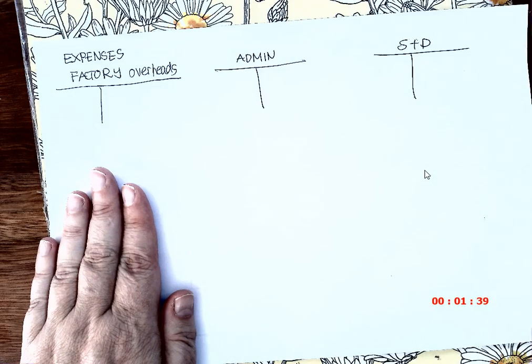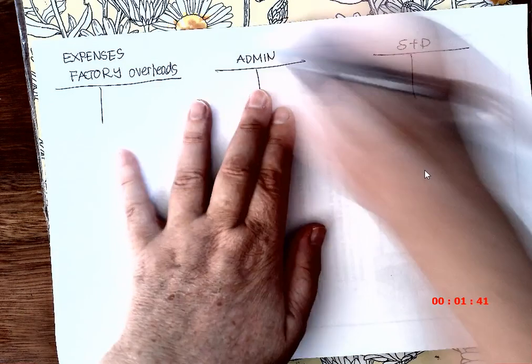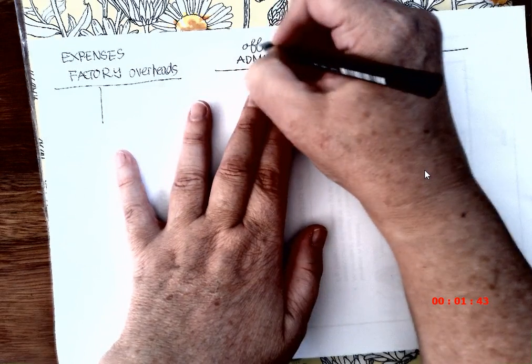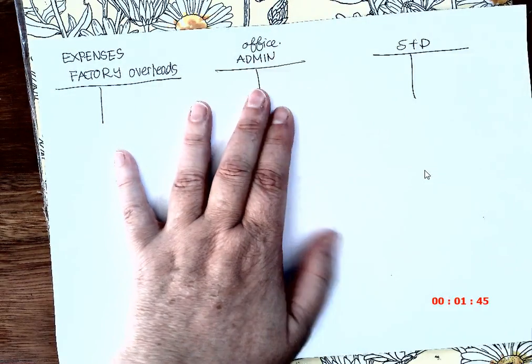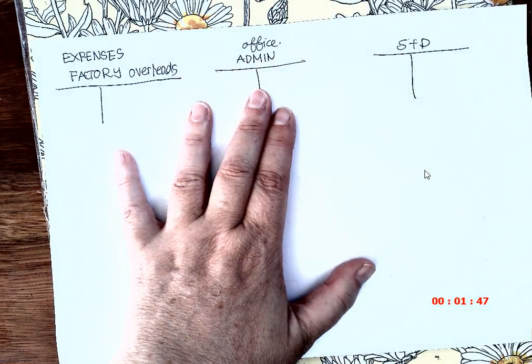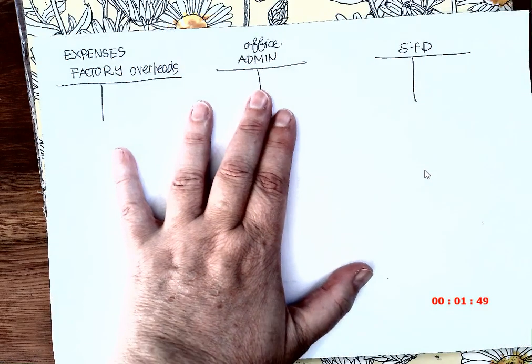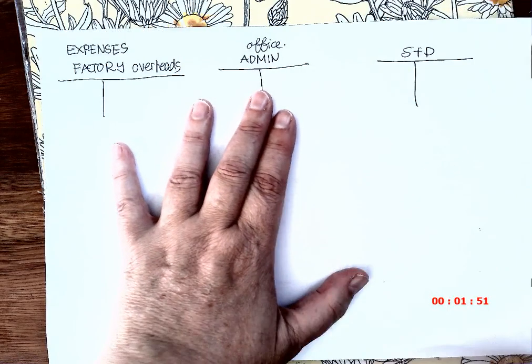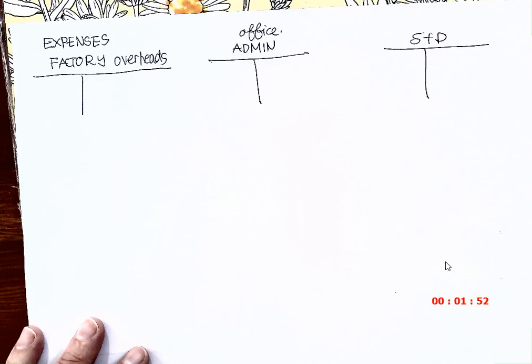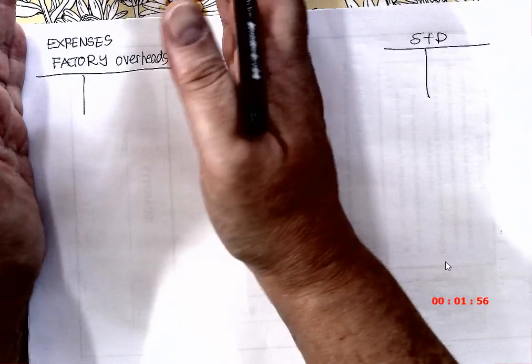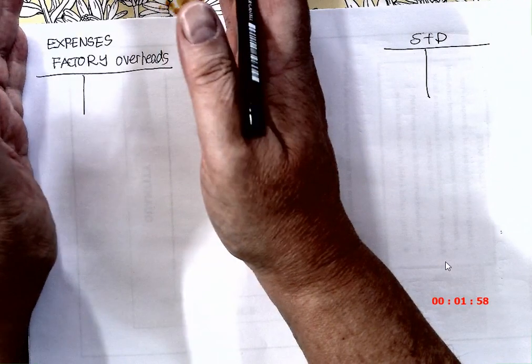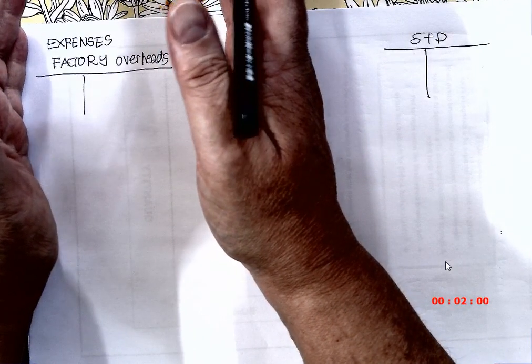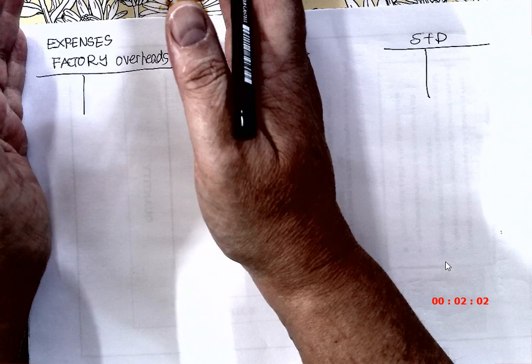Right. So your admin is whenever they refer to your office. Okay? They refer to your office. So that would be your secretary, it would be your bookkeeper, and so on. So in other words, the factory is where everything happens. This is where the product is made, right?